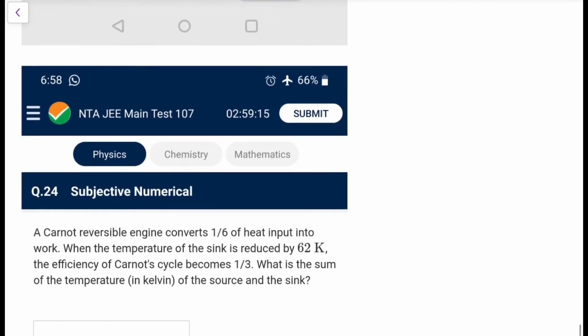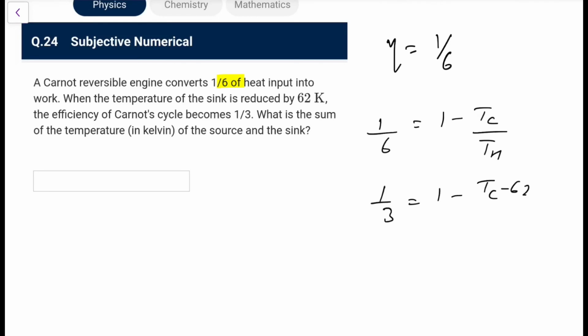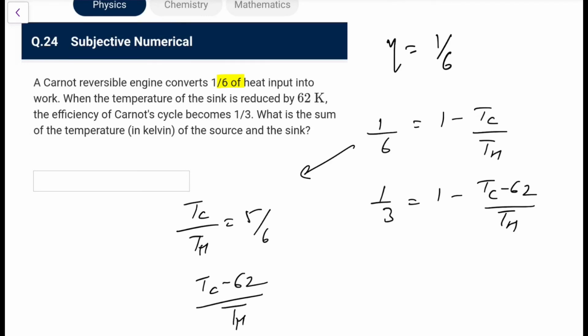Next one. A Carnot reversible engine converts 1/6 of heat input into work. That is, efficiency is 1 by 6. When the temperature is reduced by 62, it becomes 1 by 3. So 1 by 6 was 1 minus Tc by Th. When Tc is reduced by 62, it becomes Tc minus 62 by Th is 1 by 3. What is the sum of the temperature of the source and the sink? So from the first one, Tc by Th is 5 by 6. From the second, Tc minus 62 by Th is 2 by 3.